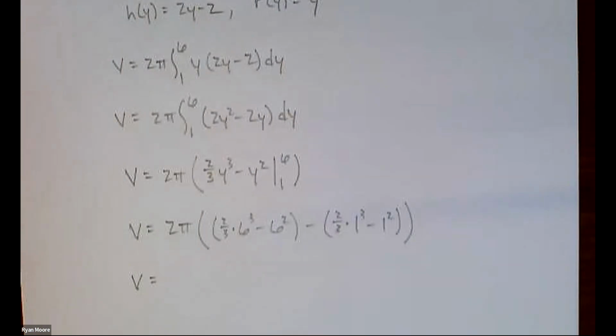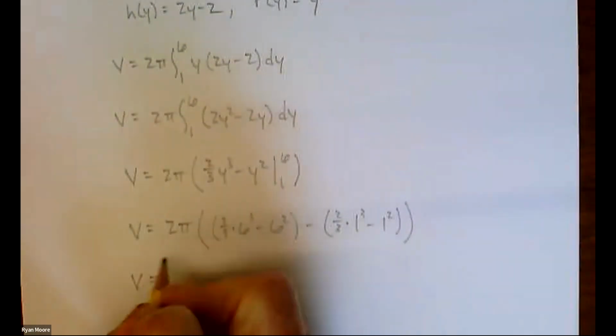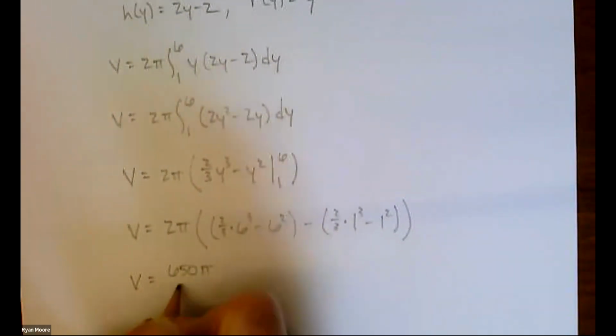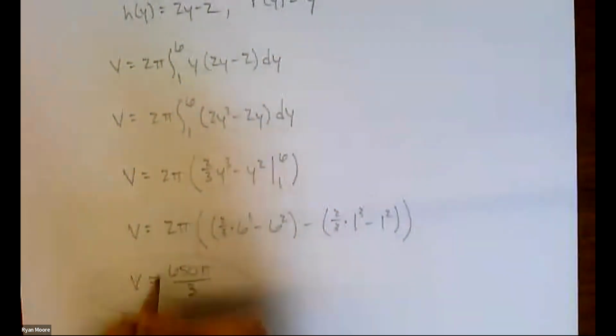Okay, what's it going to give us? 2/3 times 6 cubed minus 6 squared minus 2/3. I'm just going to think of that as distributing. I got 650 pi over 3. There we go. Very nice.